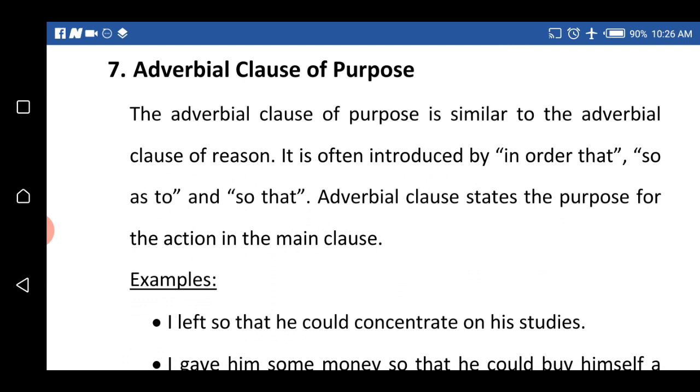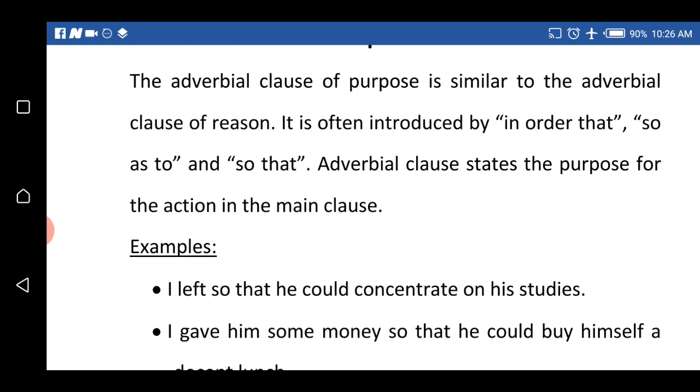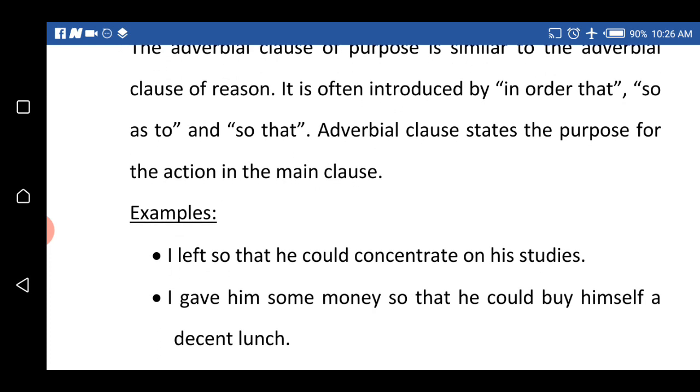Examples. Example 1. I left so that he could concentrate on his studies. Example 2. I gave him some money so that he could buy himself a decent lunch.